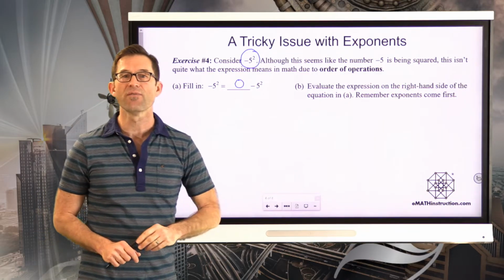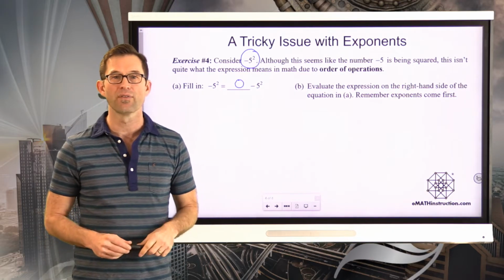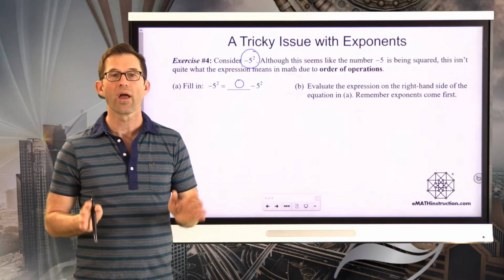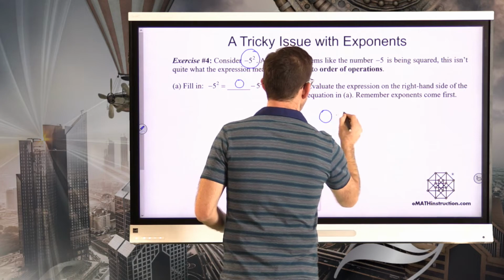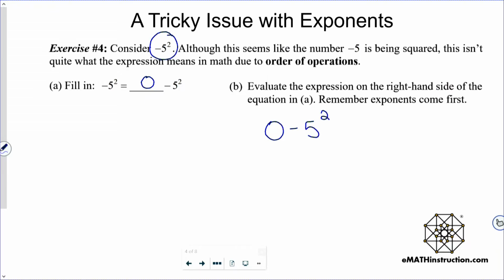Now letter B says evaluate the expression on the right-hand side of the equation in A. Remember, exponents come first. So if I'm actually trying to evaluate this, my order of operations says I have to do that exponent before I do the subtraction. And now 0 minus 25 is -25.